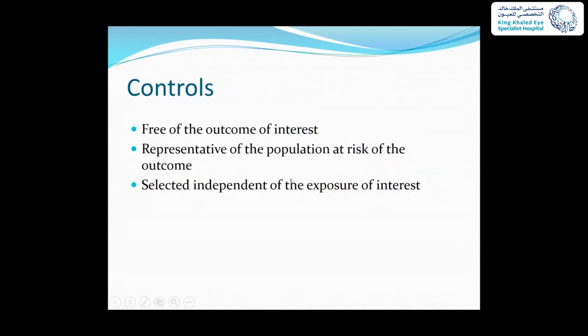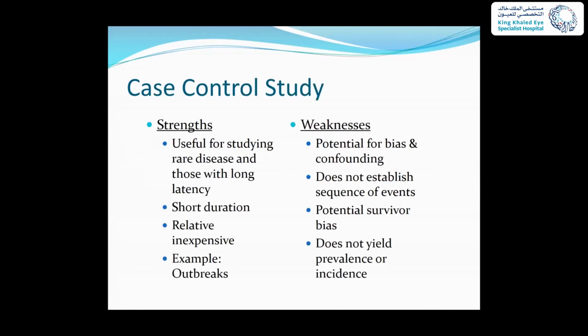So the controls also should be free of the outcome of interest. This is very rigorous. We should select our controls rigorously, they should be representative of the population at risk of the outcome, and selected independent of the exposure of interest.